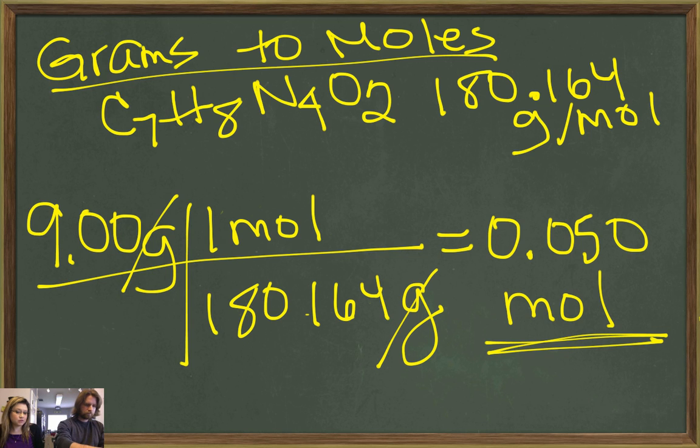So moles to grams, you are multiplying by molar mass. Grams to moles, you are dividing by molar mass.